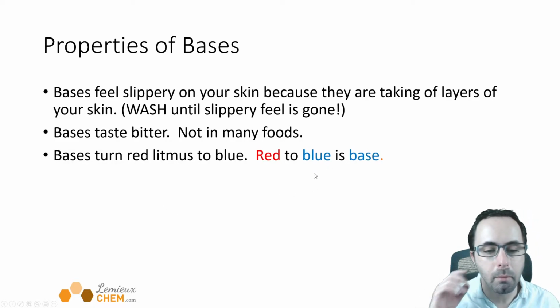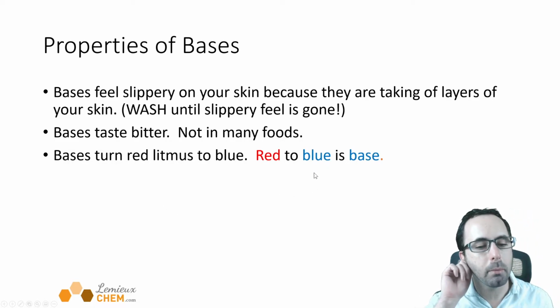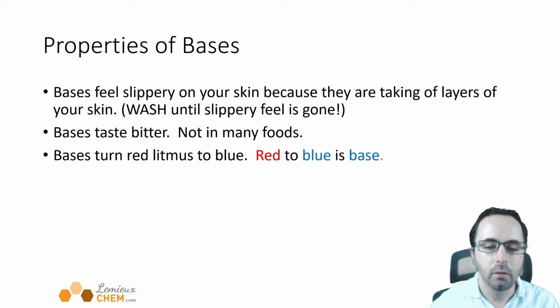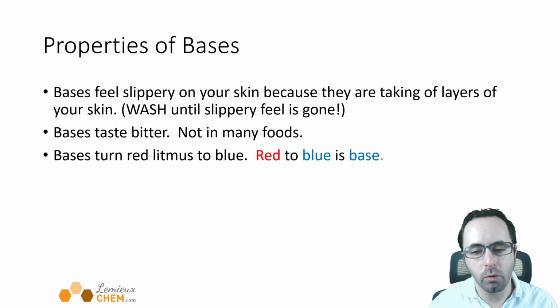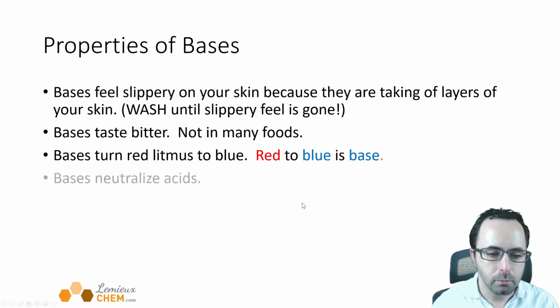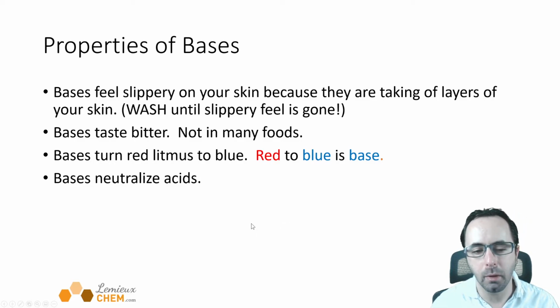Blue is the color of litmus paper when it is exposed to base. So red litmus paper will turn blue. Blue litmus paper will remain blue. Bases neutralize acids. Again, we've talked about acid-base neutralization, but we will review it momentarily.